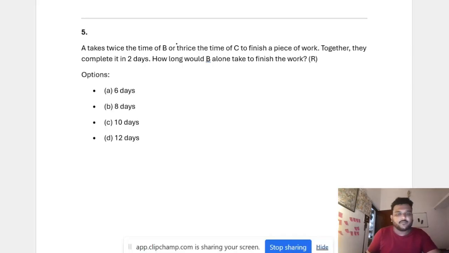So let's go ahead. What is it saying? A takes twice the time as B. So can I say A takes half the number of days? No, no. This time the question says A takes twice the time. It's not saying efficient.